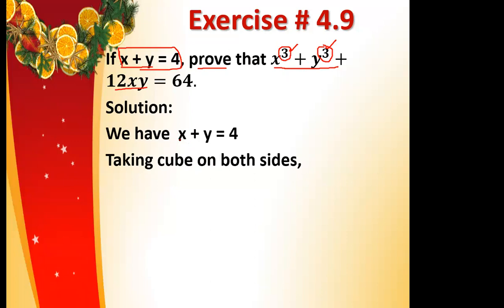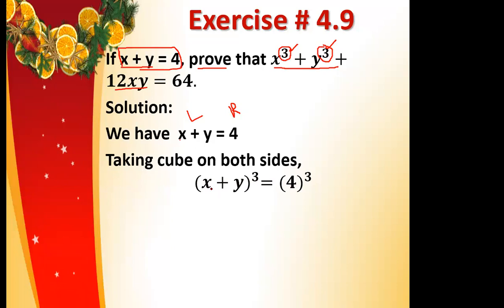Where on both sides? On this side, this is your left side and this is your right side. So you have to take the cube on both sides. After taking cube, it will look like this: x plus y whole cube is equal to 4 whole cube. Now here you are going to use a formula.